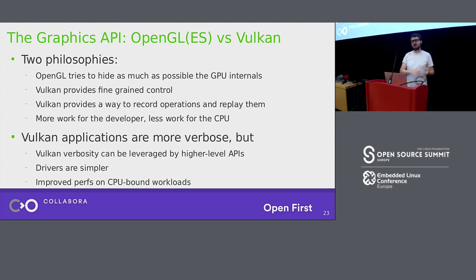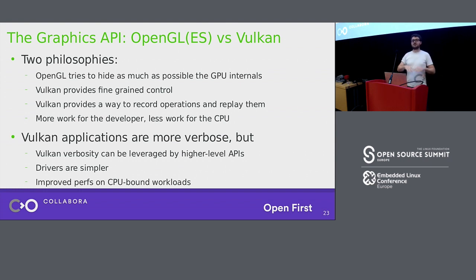A few words about the main ones actually in the open source space. So we basically have the choice between OpenGL, which is the old API, and Vulkan. And they actually have two different approaches. OpenGL is about hiding as much as possible the complexity of what's happening in the GPU. And that works pretty good. I mean, when you want to develop a 3D app, you do it in OpenGL and it's rather simple. On the other hand, that means that the driver has to do some guessing about what the user wants to do if it wants to optimize things.